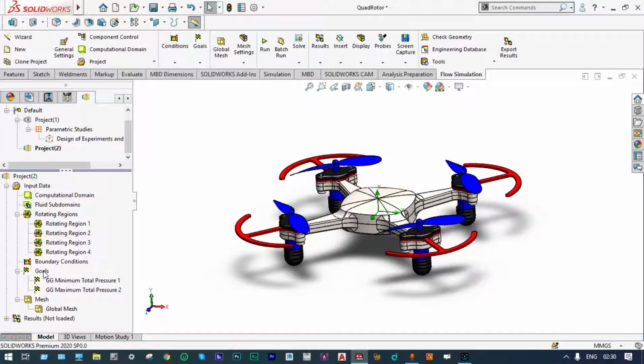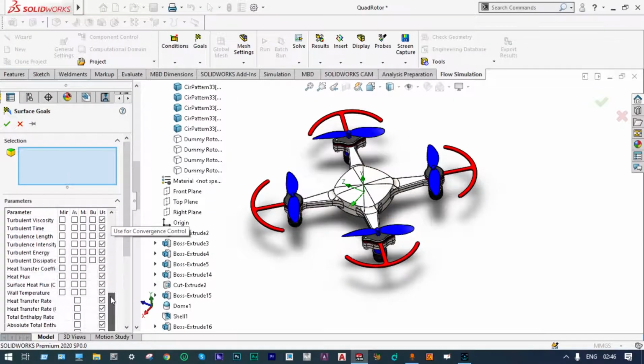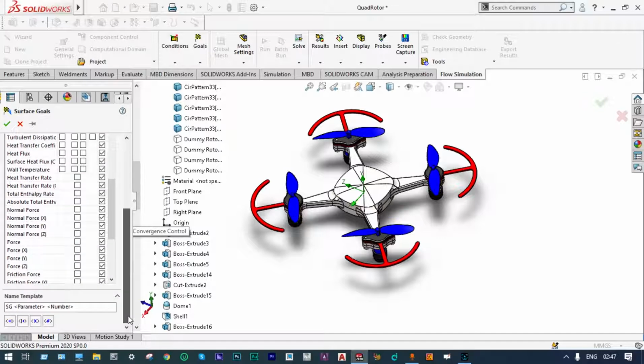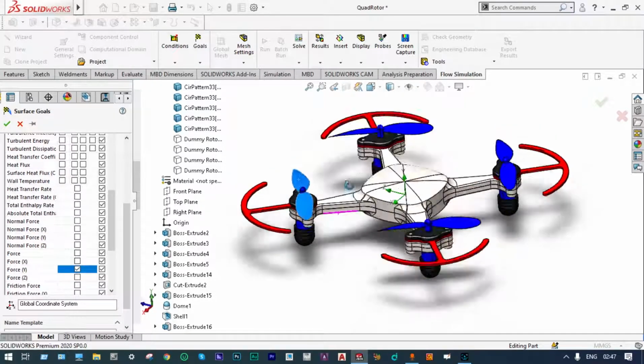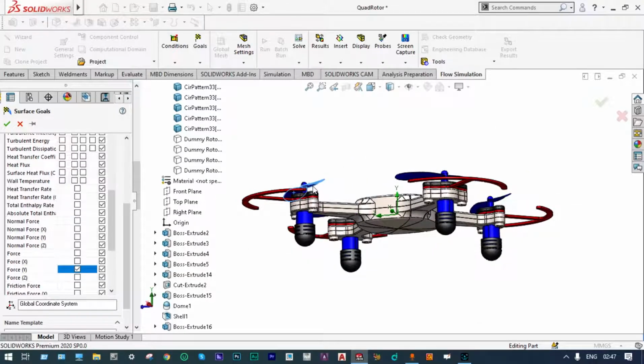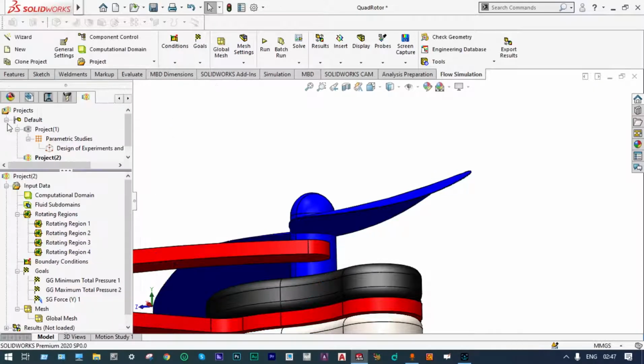Let us select some goals again. Goals, insert surface goals for these different pairs of rotors, and the force will be in the y direction, and we want to find out upthrust or force in the y direction for different pairs of rotors. Let us select all the pairs one by one, upward direction and the downward direction also. One pair is done.